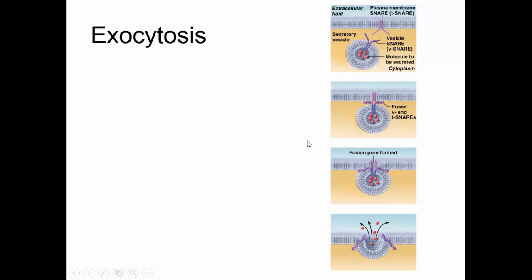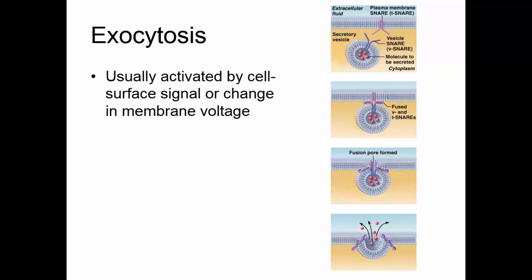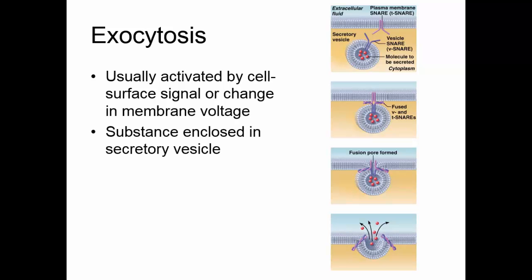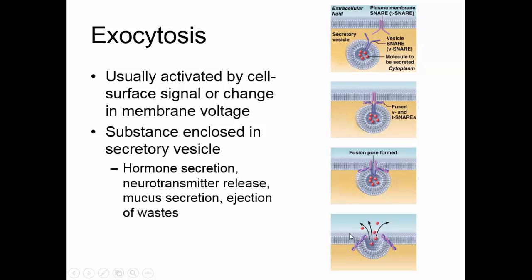Exocytosis is kind of the reverse of endocytosis. Usually if the cell has something it needs to secrete or get rid of, there is some sort of cell surface signal or change in the membrane voltage that signals where the vesicle is supposed to go. The substance is enclosed in this secretory vesicle, and there are these SNARE proteins at the spot in the membrane where they need to attach. As they attach, we can open both of these up. We can let the material inside the vesicle out and yet maintain a continuous cell membrane so that we don't break anything. Hormones can be secreted in this manner.